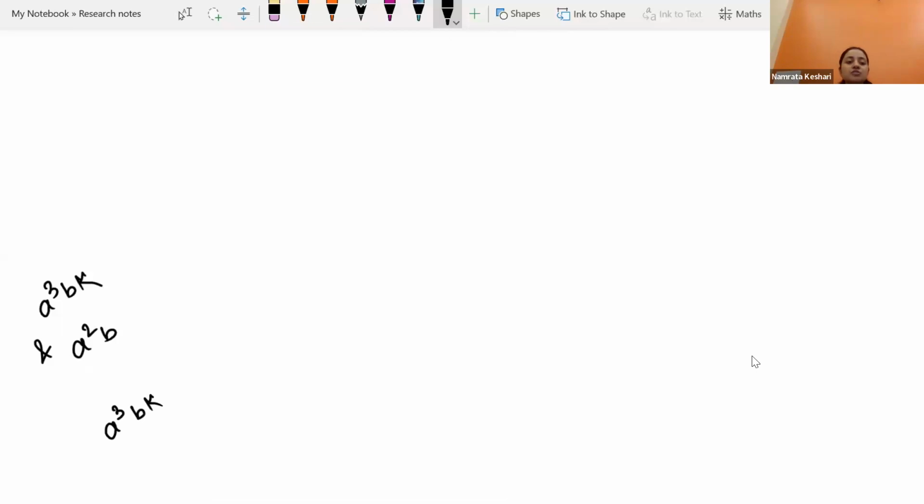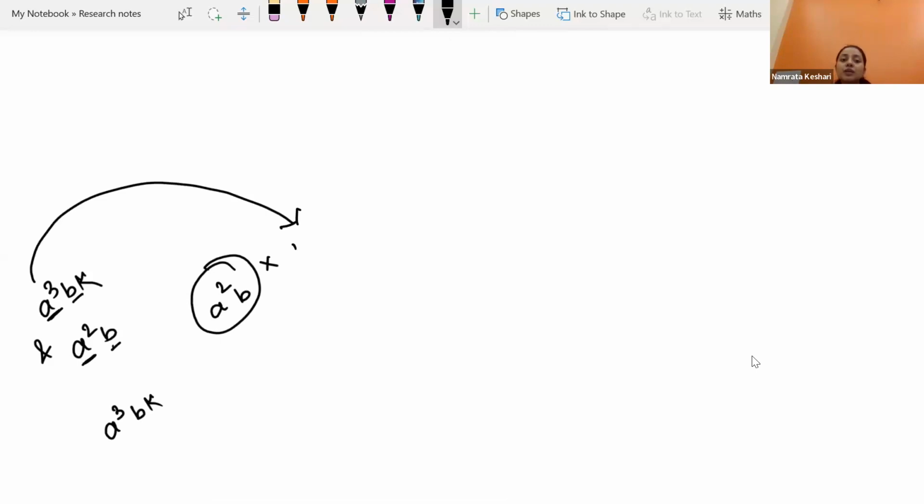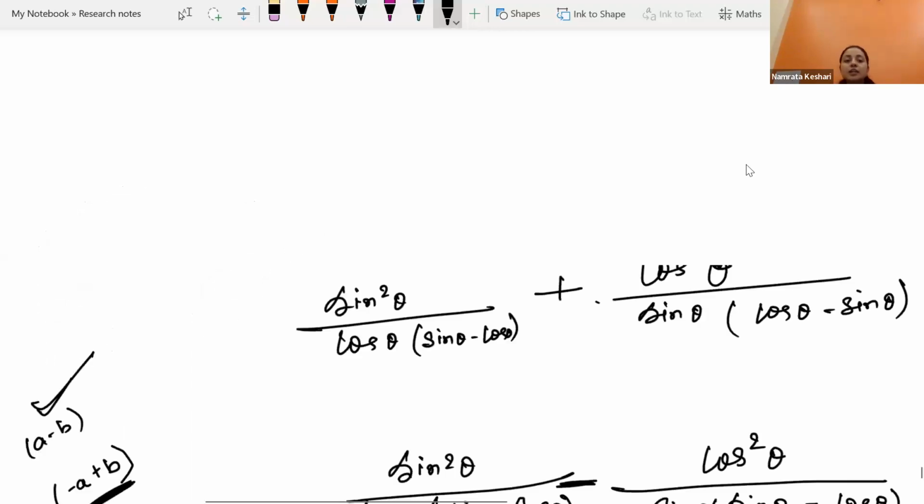While finding the LCM, first we find the common factor. A square is common here also. B is there, B is there, B is common. Common we have taken. Now all the extras also we will pick. So A cube, from here, A was remaining. That is the extra we are picking after picking the common factors. And K is there. K also we will take over here. Hence the LCM came out as a cube bk. Everyone getting it? If you are getting it, then please tell me the LCM over here.